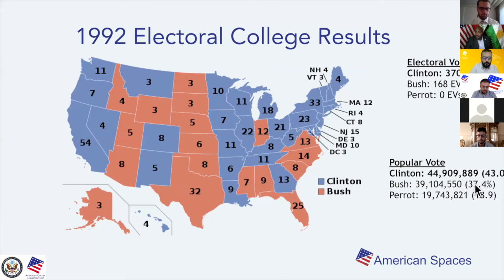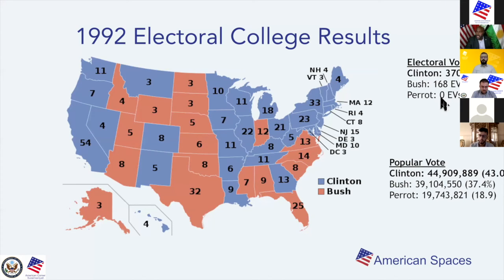And so that drove down support for George Bush as well as Bill Clinton. So Bill Clinton only got 43% of the popular vote to George Bush's 37%, but you can see that in terms of the Electoral College, Ross Perot's effect on the race really helped Bill Clinton clean up in terms of electoral votes. So he won 370 electoral votes to George Bush's 168.